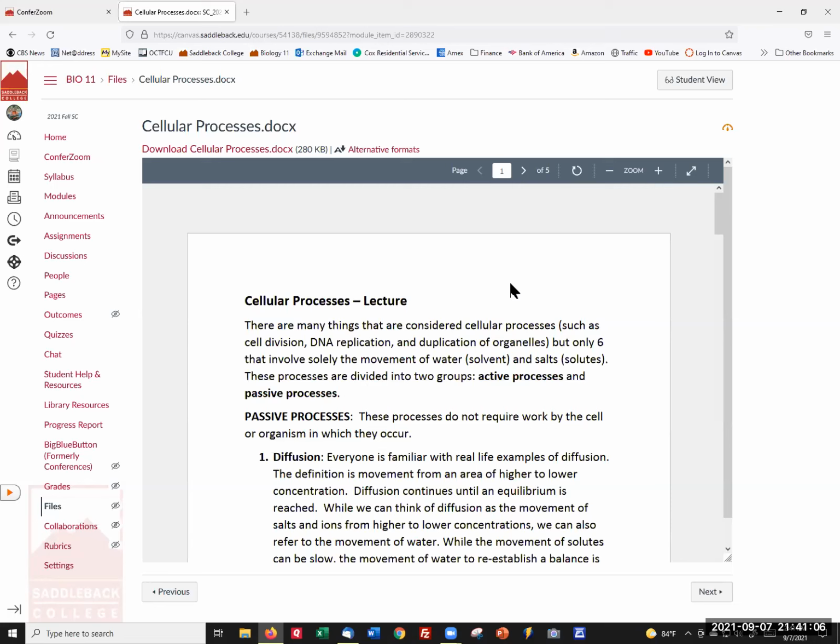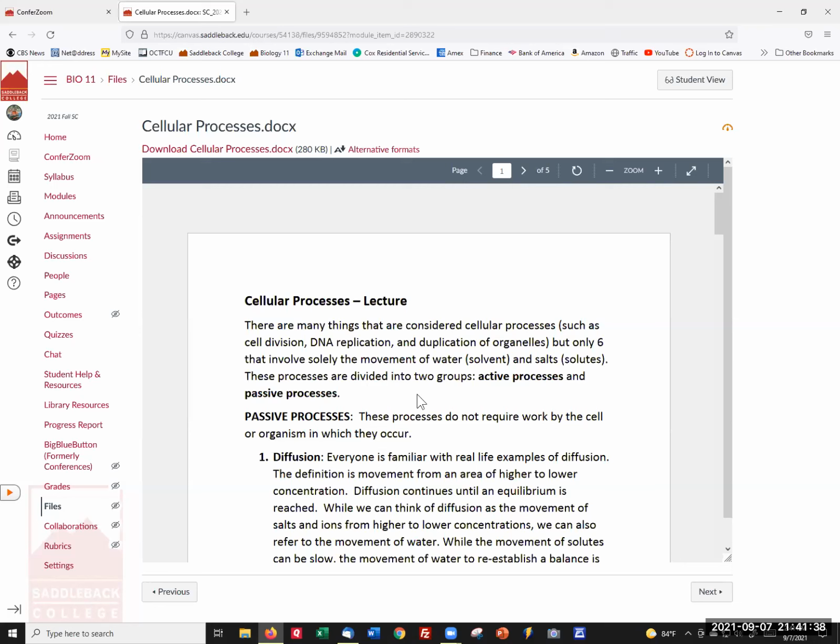A process is anything that goes on as a sequence. This causes that, that causes something else to happen. Many things are considered cellular processes, like cell division, DNA replication, but only 6 of these processes involve only the movement of water and salts. And these are the ones that we're going to be talking about.